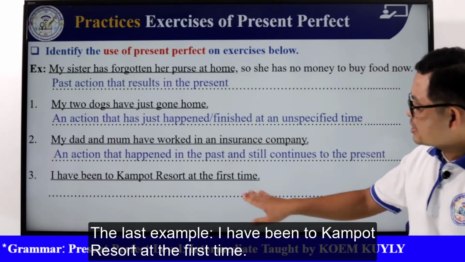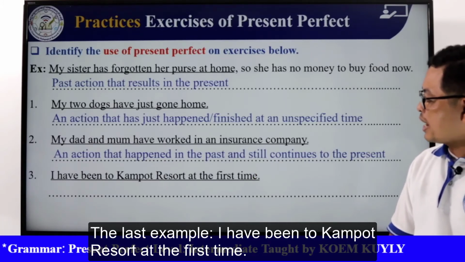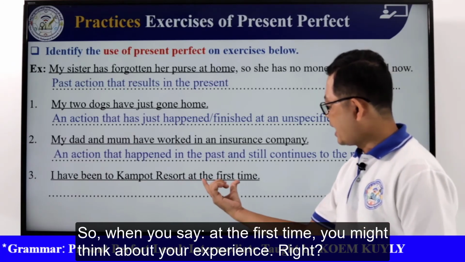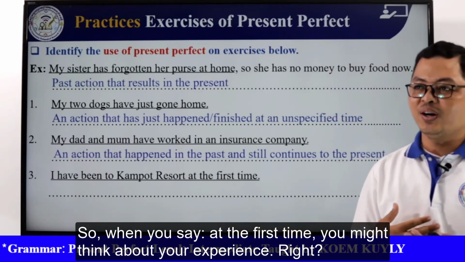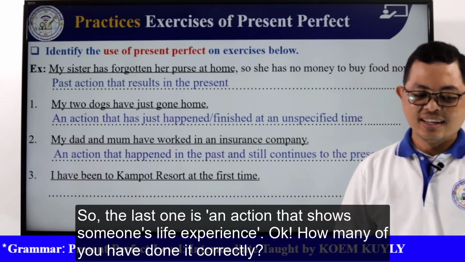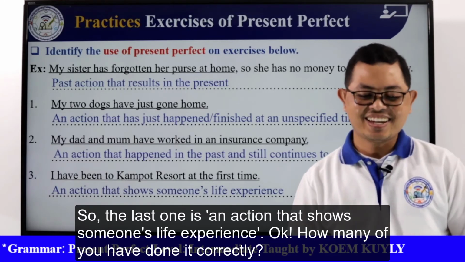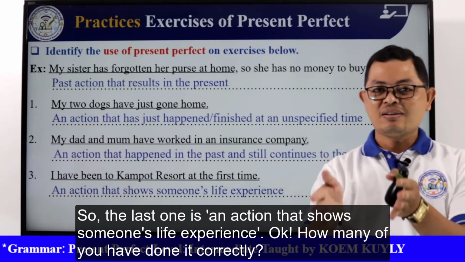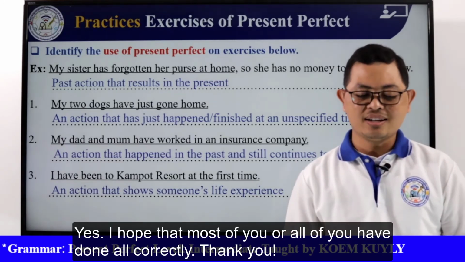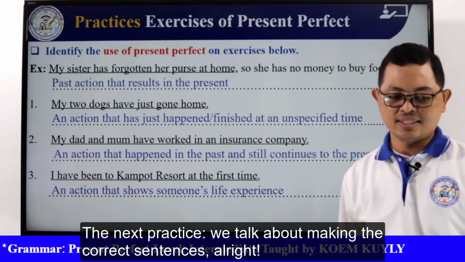Right. The last example, I have been to Cohort Resort for the first time. So when you say the first time, you might think about your experience, right? So the last one is an action that shows someone's life experience. Okay, so how many of you have done it correct? Yeah, I hope that most of you or all of you have done all correct. Yeah, thank you. So let's move on to the next practice.